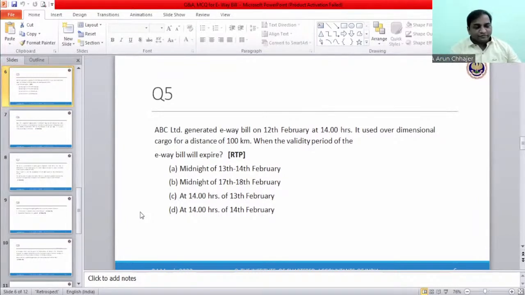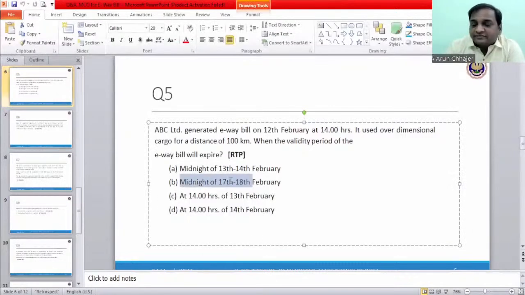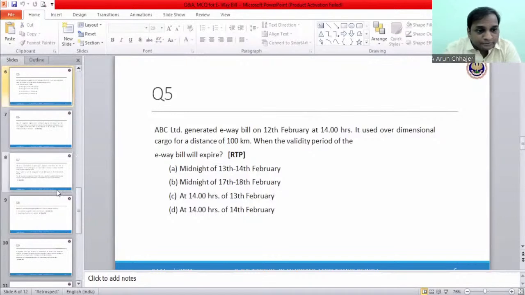The answer is B. Because what is ODC cargo? ODC cargo is when we are carrying goods which are a single indivisible unit, and the dimensional limit of the motor vehicle is being exceeded. What is the validity period? 20 km is 1 day. It is 100 kilometers, so 5 days. Adding to 12th Feb, I am adding 5 days. It means 17th Feb. So midnight of the 17th, that would be the 18th also. You can say 18th is starting, midnight of the 17th. So the right answer is option B.